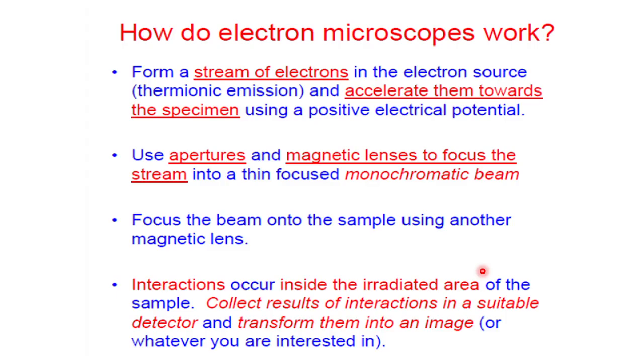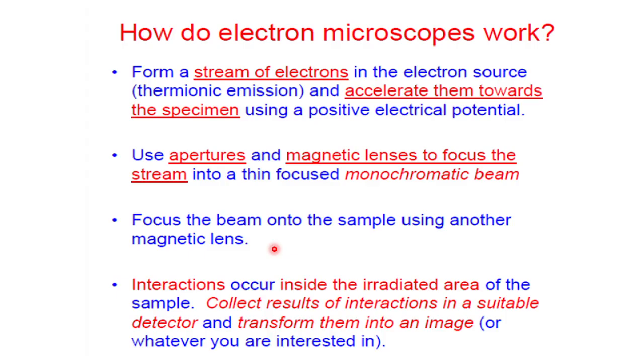Now how does an electron microscope work? First of all, you form a stream of electrons through the electron gun or electron source, either by thermionic emission, and accelerate them towards the specimen using a positive electrical potential. Here we are discussing basically the scanning electron microscope. Use apertures and magnetic lenses to focus the stream of electrons into a thin, focused, monochromatic beam. Focus the beam onto the sample using another magnetic lens.